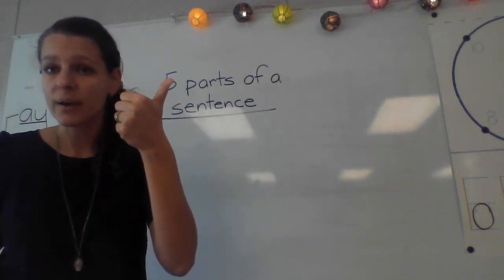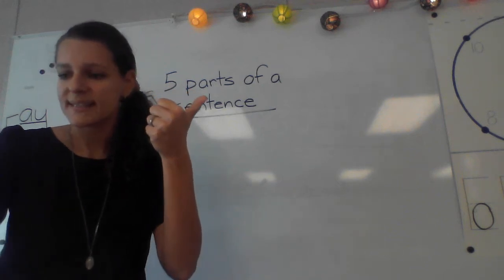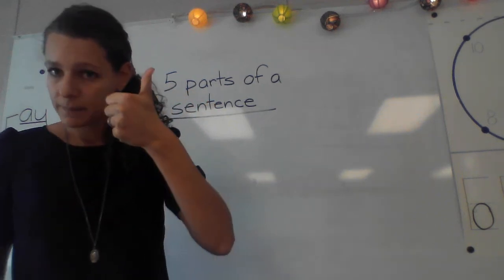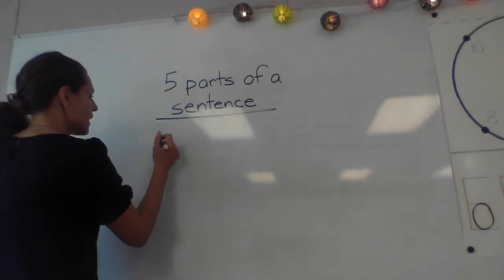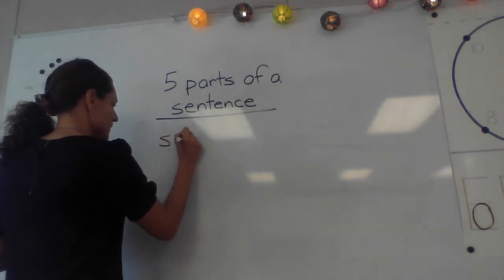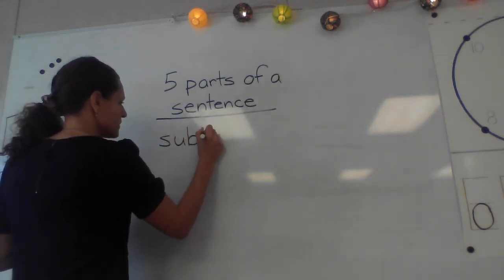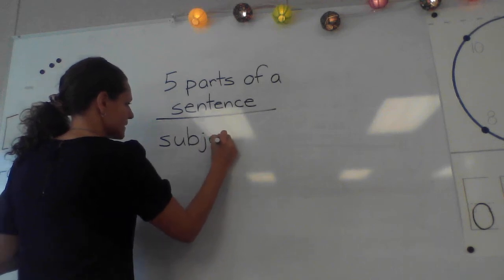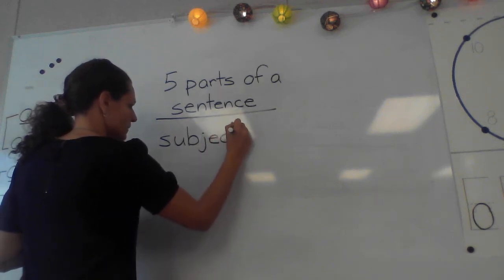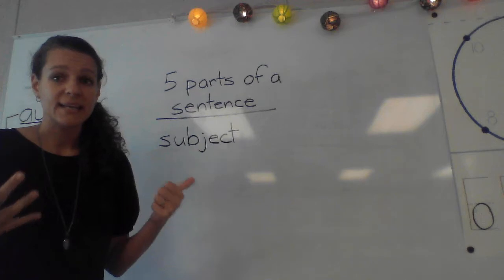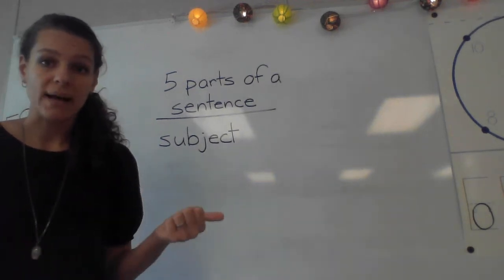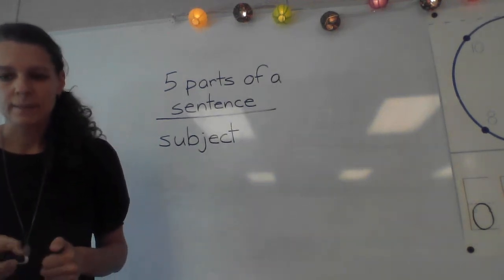What is the word for who or what the sentence is about? Very good. That is our subject. Our subject is who or what the sentence is about. So remember, our subject has to be a noun because it's a who or a what, and those are nouns.